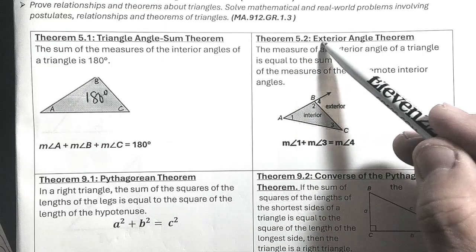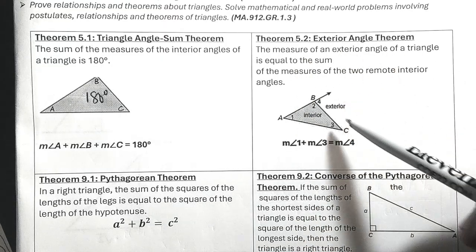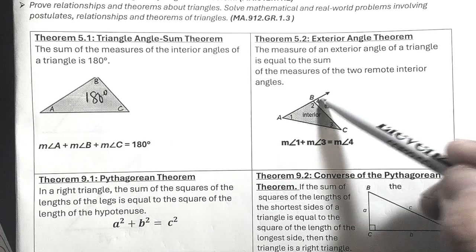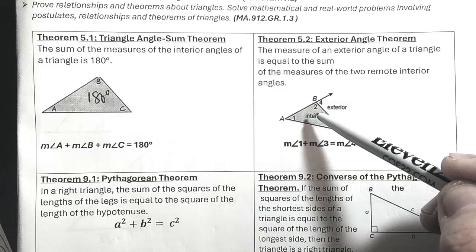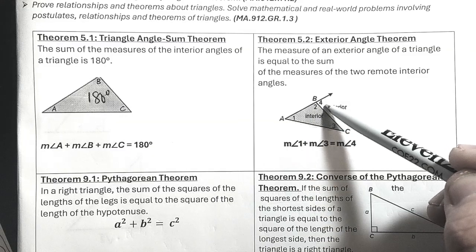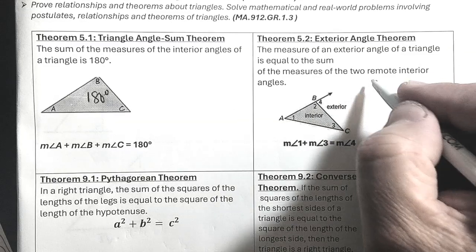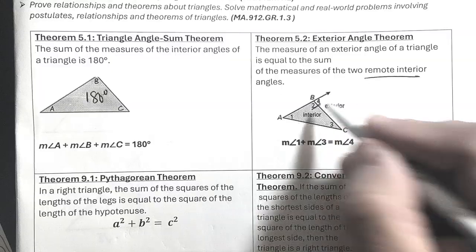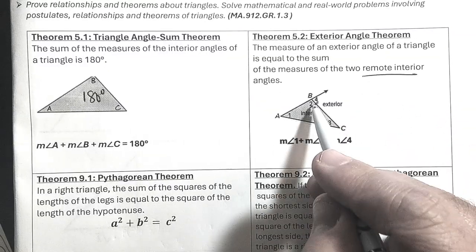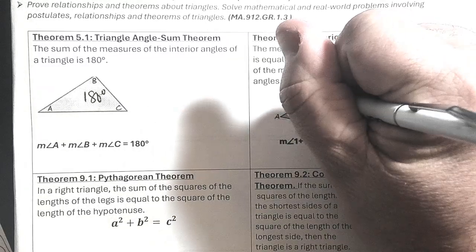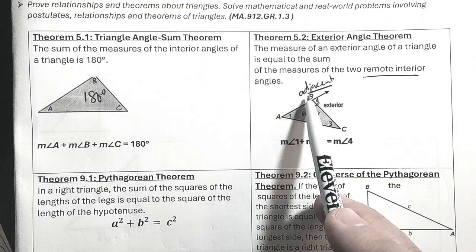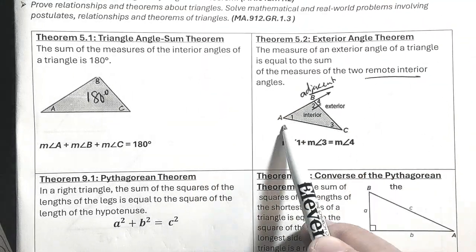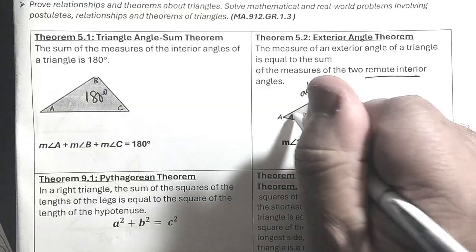Theorem 5.2 is the exterior angle theorem. It tells us that angle 4 here is an exterior angle, and it's going to equal 1 plus 3. So it's the two remote interior angles. Not the one that touches it, not the adjacent angle. So not adjacent, remote interior. So these, 1 plus 3.